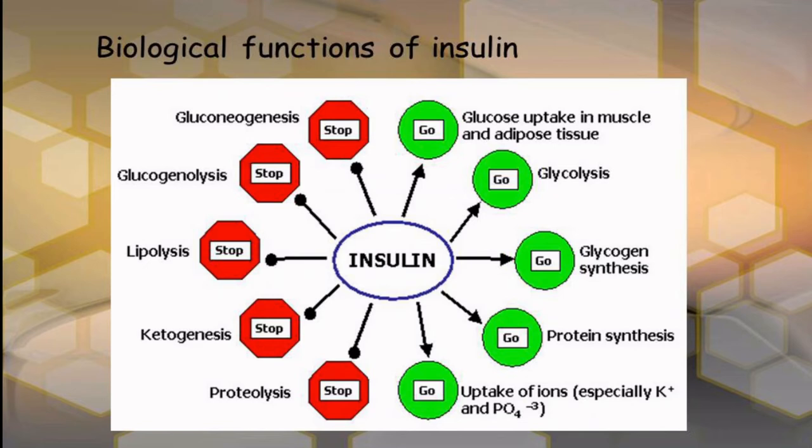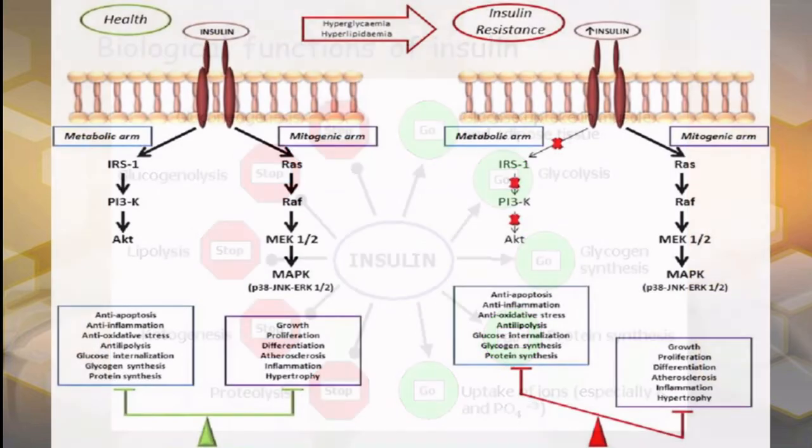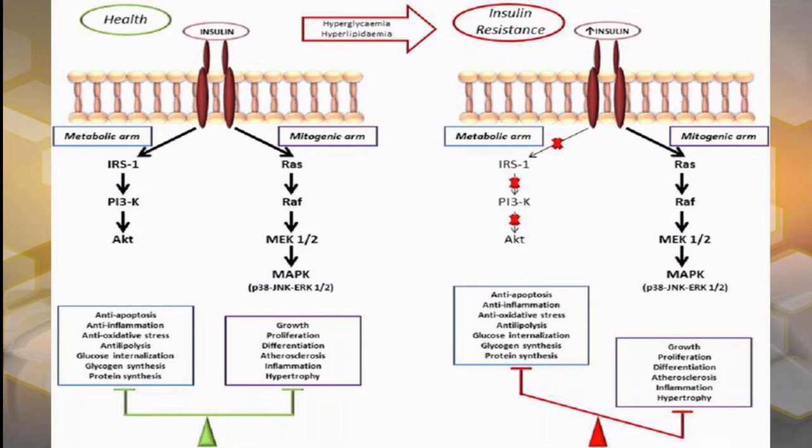These are the different biological functions of insulin. It activates glucose uptake in muscle and adipose tissue, activates glycolysis, glycogen synthesis, and protein synthesis, and activates uptake of ions, particularly potassium and phosphate. It inhibits proteolysis, ketogenesis, lipolysis, glycogenolysis, and gluconeogenesis. So all these processes are inhibited. We have not seen the RAS-RAF pathway yet.